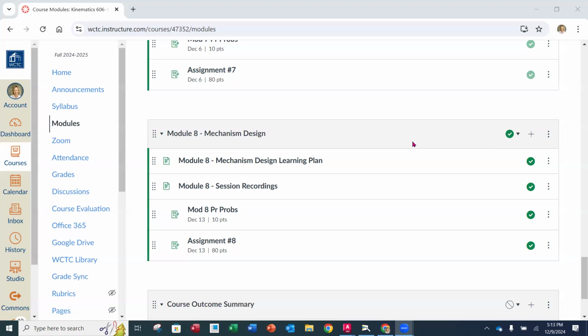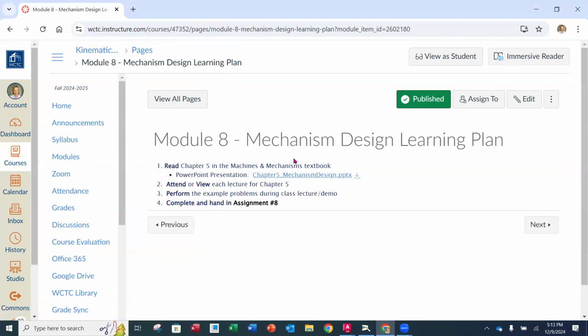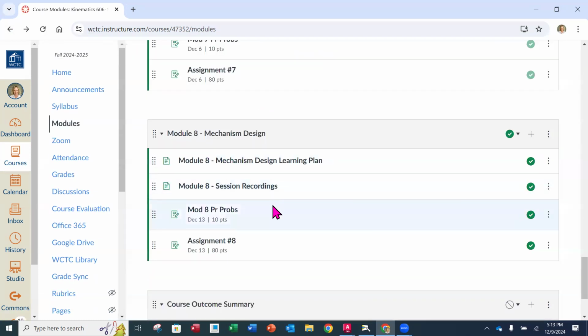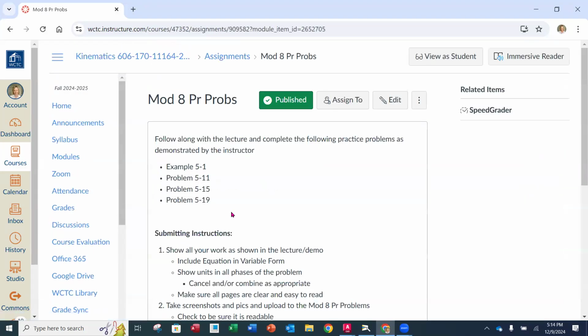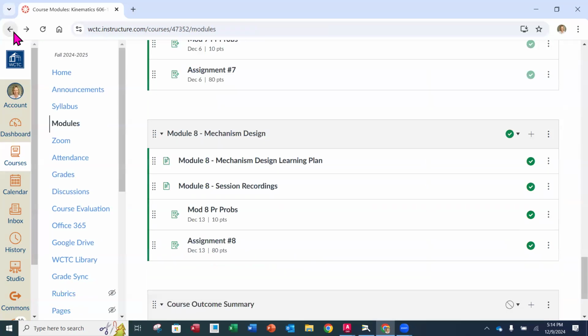So I want to look at what we have here for our learning plan. You're going to notice here in Module 8, as I said, we're going to be working through Chapter 5 in our textbook. So that's going to be the PowerPoint that we're going to be using. I'm going to be populating our session recording tonight and the next time we get together. And then you're going to notice that we do have some practice problems to do. There's going to be 4 practice problems. I'm anticipating we're going to get through the first 3 tonight, and then we'll save the last one for the next time that we're together. So we'll be working on these together.